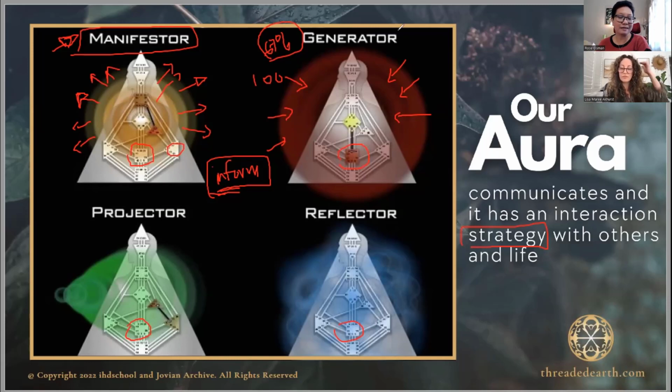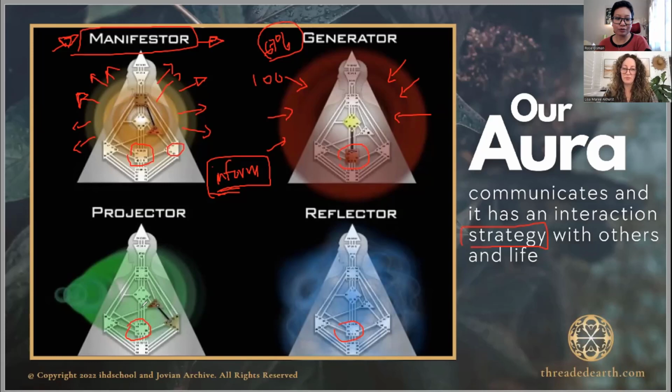Generators, with an open and enveloping aura, take life into themselves and learn about themselves, whereas manifestors are not here to learn about who I am. They are here to learn about who am I impacting. Who am I impacting, right? So it's very different. And then we get to projectors and reflectors, the non-energy types.